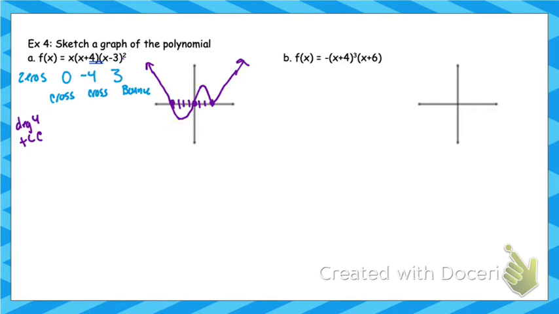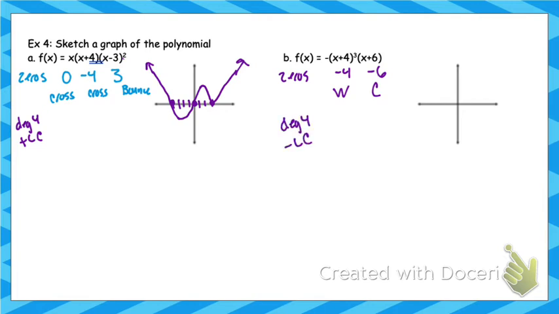All right, let's try the next one. Let's find the zeros. Negative 4, negative 6. Multiplicity of 3 means it'll wiggle. Multiplicity of 1, it will cross. End behavior. Factored form, add them up. 3 plus 1, degree 4.